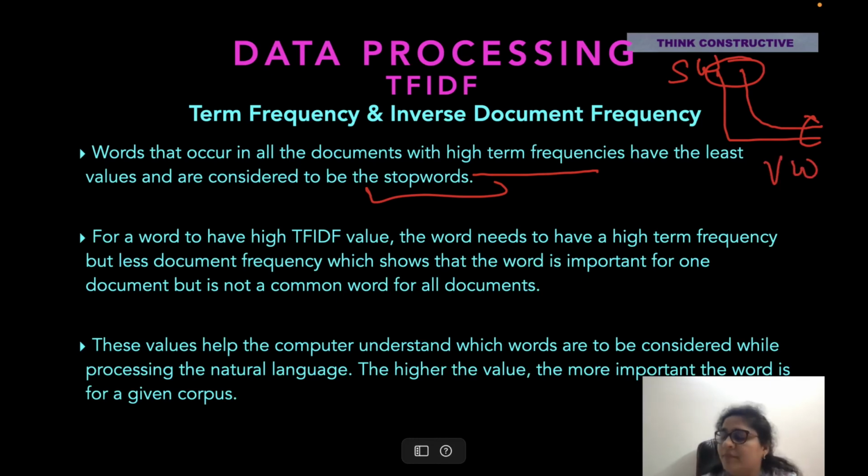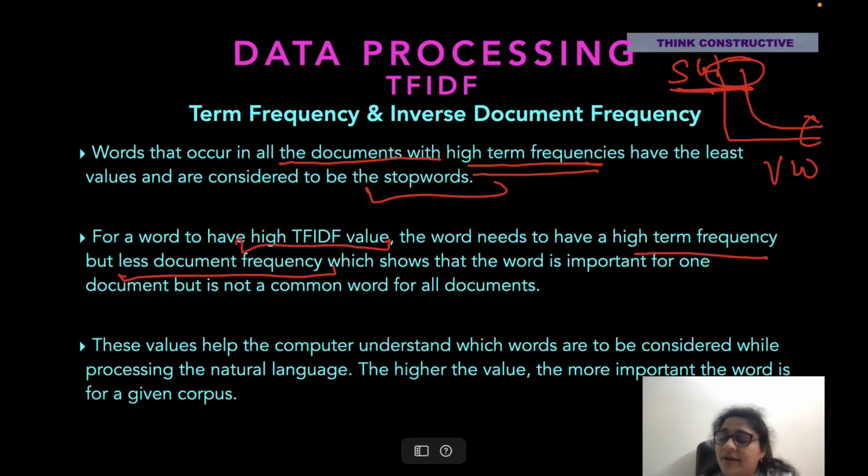Now you remember? So what is it talking about? Words that occur in all the documents, they will have high term frequency obviously, right? But they will carry the least value and are considered to be stop words. Okay. Next point is for a word that have high TF-IDF value. That word needs to have high term frequency but less document frequency. Can you think of why less document frequency?